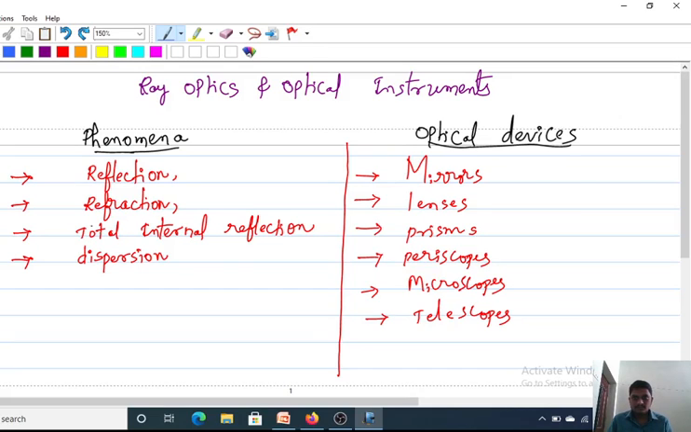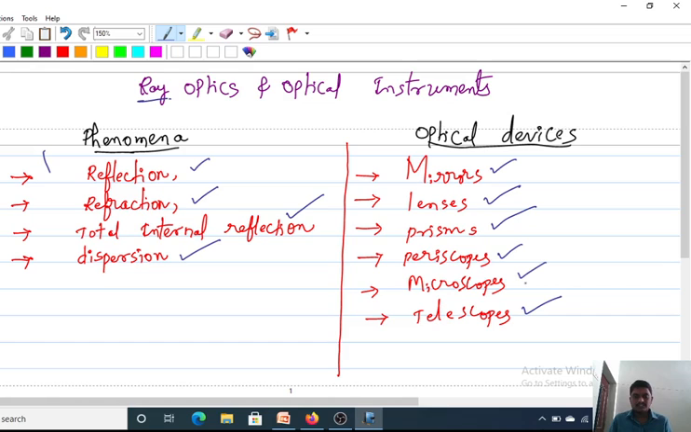So, this is our chapter. Now, we are discussing the ray optics and optical instruments chapter. In the first half of this chapter, we have discussed some phenomena: reflection of light, refraction, total internal reflection, dispersion. By using these phenomena, some optical devices are designed. They are mirrors, lenses, prisms. Okay, so periscopes, microscope and telescope.